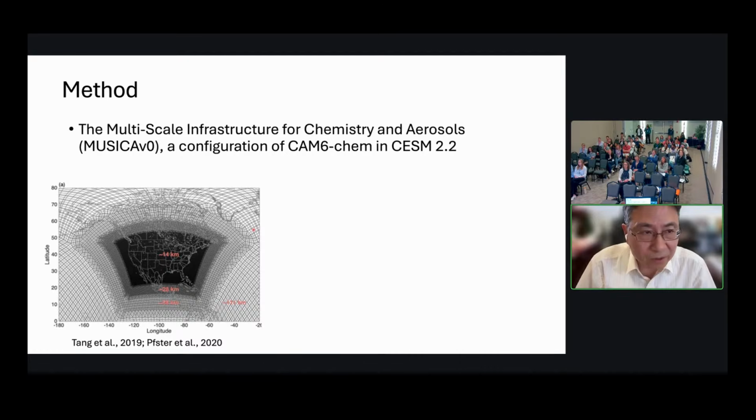So the method we use is MUSICA version 0. This is the configuration of CAM in CESM2, and you can see over the continental US there's a high resolution of about 14 kilometers, but outside this focused region the model resolution gradually decreases to about 100 kilometer resolution. So we're using MUSICA version 1 to look at these biomass burning aerosols.